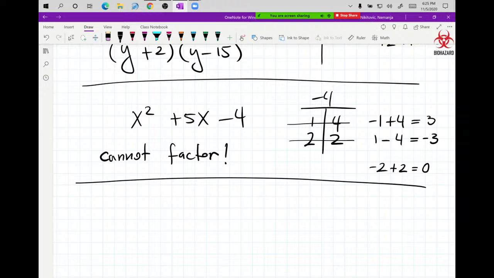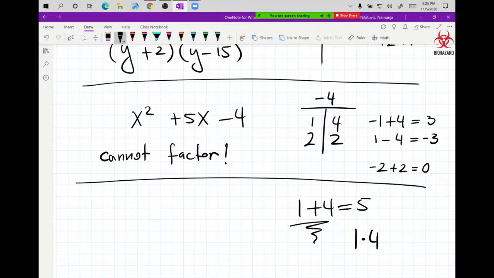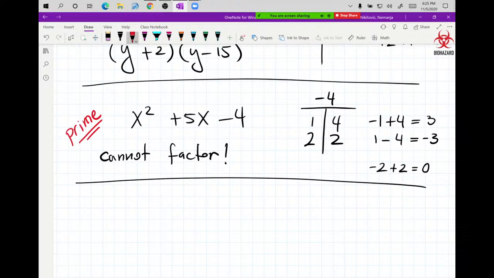So this negative 4 on top is asking you to have one number positive, one number negative. I understand that 1 plus 4 is equal to 5, but neither of those is negative, and that's a problem. Because when you multiply 1 times 4, you get positive 4, and you need negative 4. So this problem is not factorable because of that, and we call them prime. They are called prime because they cannot be factored.